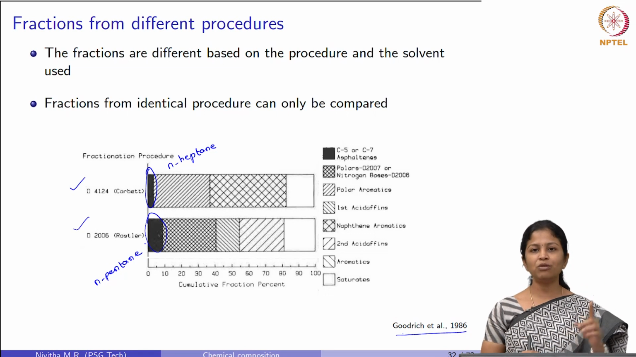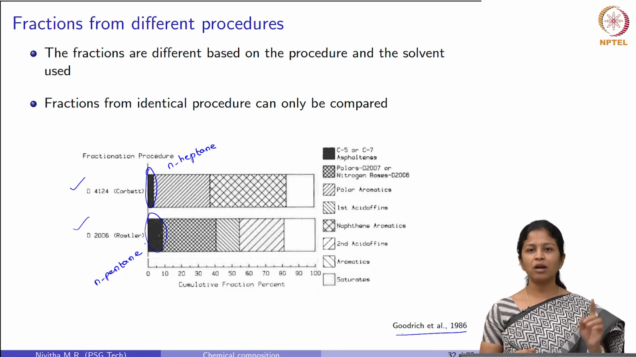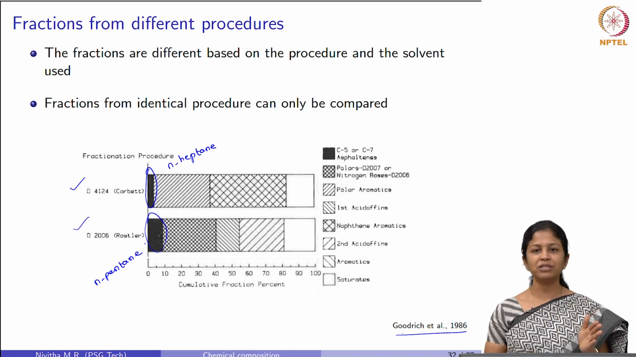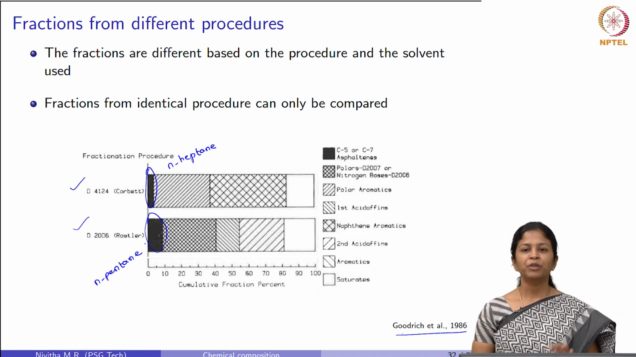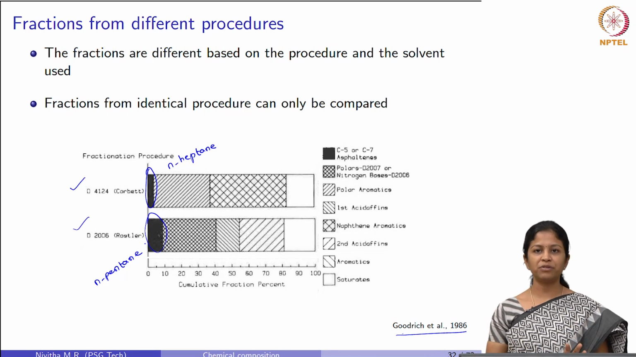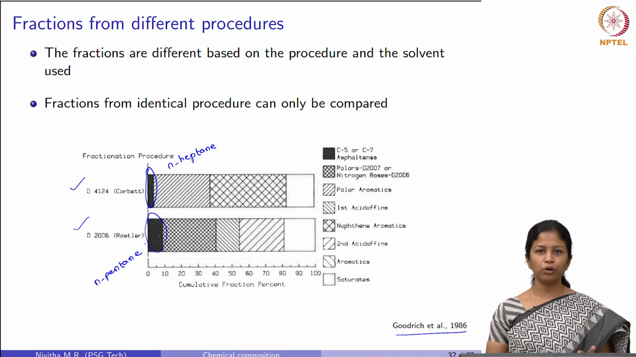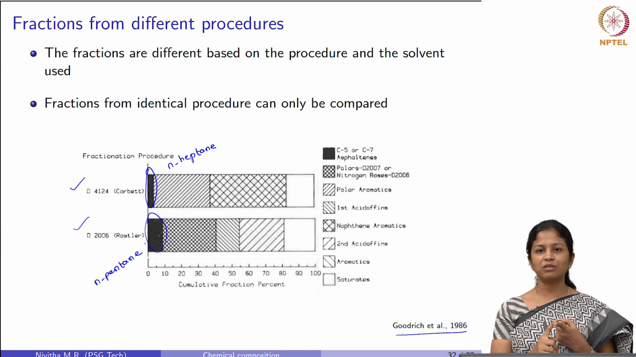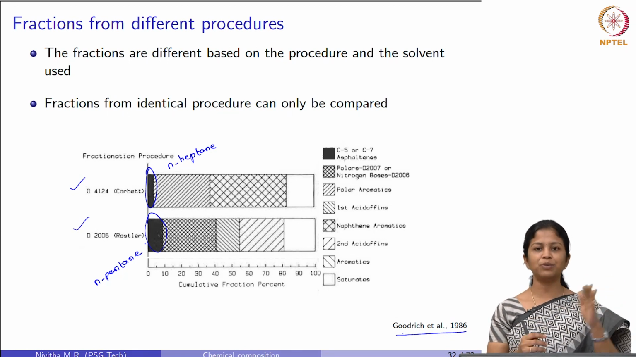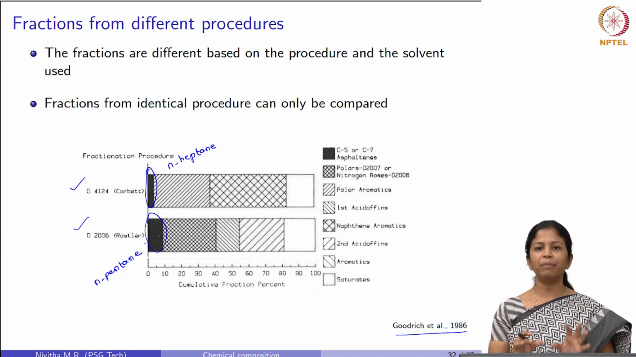So, only when I use a particular solvent based on a particular procedure, then we will be able to compare these fractions of 2 different materials. So, if I use the standard Corbett procedure given in ASTM D4124 using N-heptane as a solvent and all the other solvents which were described earlier, then I can compare the 4 fractions from 2 different materials.